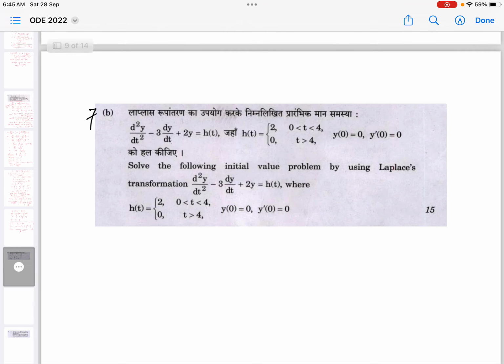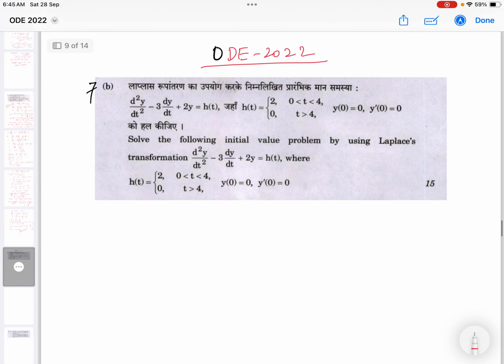So now we will be solving the 7th question from the year 2022 ODE. In order to solve this problem, this is an initial value problem to be solved by Laplace transform. Given h of t is this, y of 0, y dash of 0 are 0, given. Like this is Laplace transform, and we have seen previously that Laplace transform is asked every year.